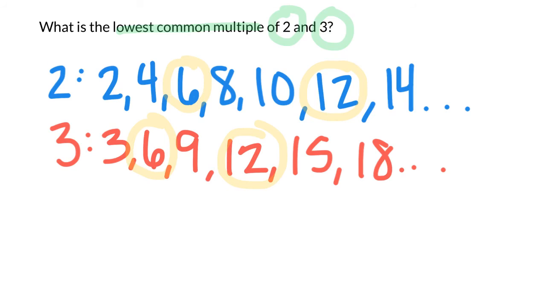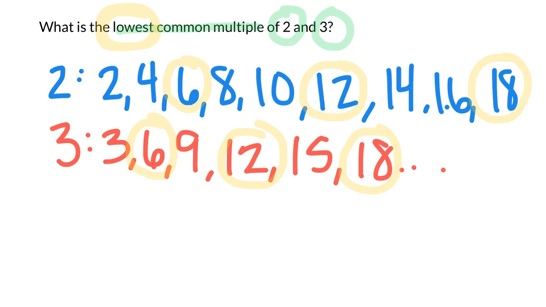And actually, had I kept going with my 2's, then both lists also would have had an 18. But in the instructions, we were told to find the lowest common multiple. So of the numbers that I circled, which one is the lowest? I circled 6, 12, and 18.